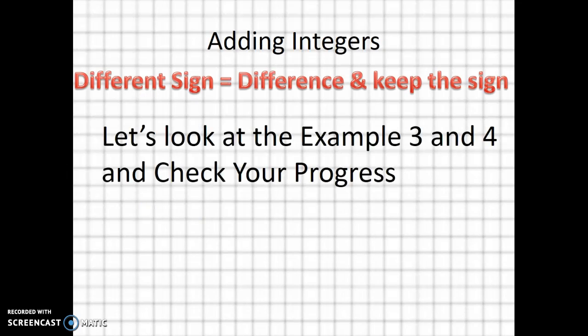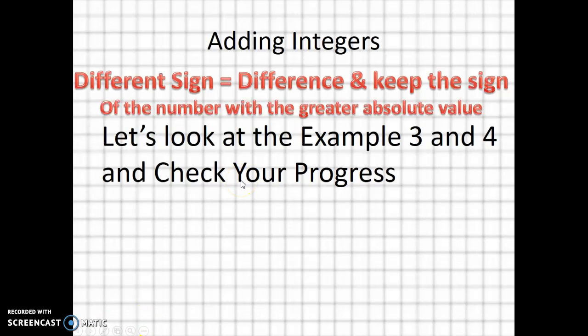Okay, now that's great if we have two integers that have the same sign. But what if we have a different sign? If that happens, then we're going to take the difference between the two numbers and keep the sign. So let's look at examples 3 and 4 and then the check your progress in the middle of that second page.